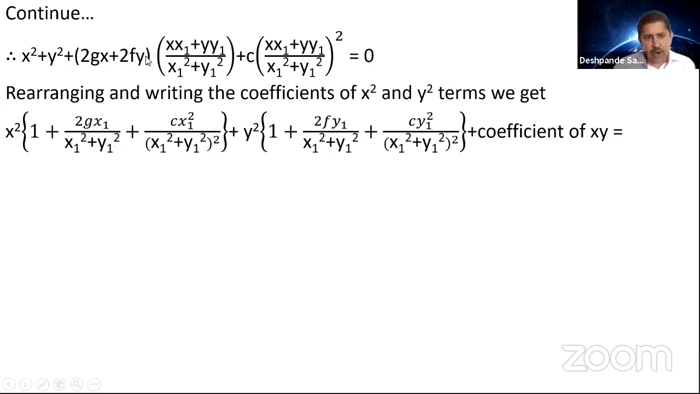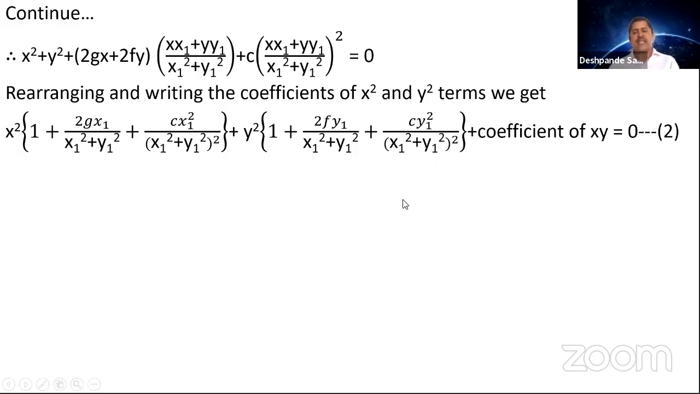Then here you got y term, here also you got y term. So multiply these two terms, only 2fy and y1. So what you get is y square. So 2fy1 y square and denominator x1 square plus y1 square. So 2fy1 by x1 square plus y1 square. Where y square is taken common. Then here also, if you square this, y square, y1 square and c. So y square is already taken common. So c y1 square by x1 square plus y1 square whole square.